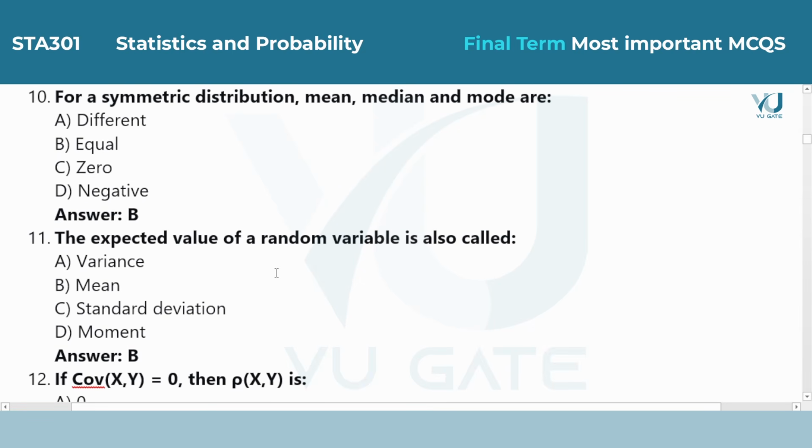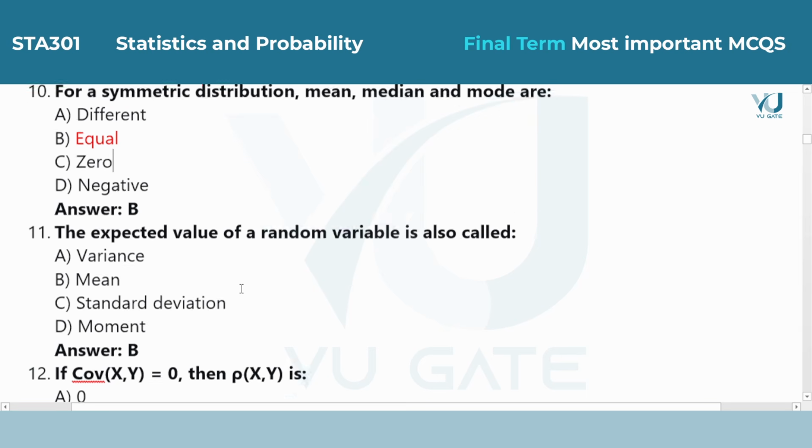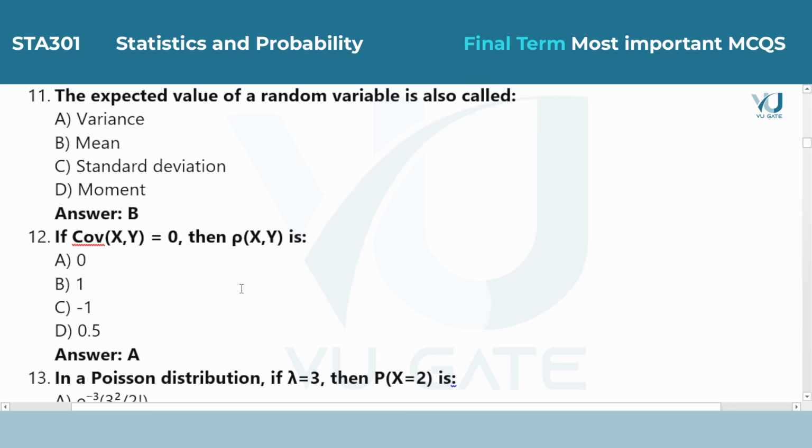Question: for a symmetric distribution, mean, median, and mode are? Answer: B. Equal. Explanation: in a perfectly symmetrical distribution, the mean, median, and mode all fall at the exact same center point. Question: the expected value of a random variable is also called?